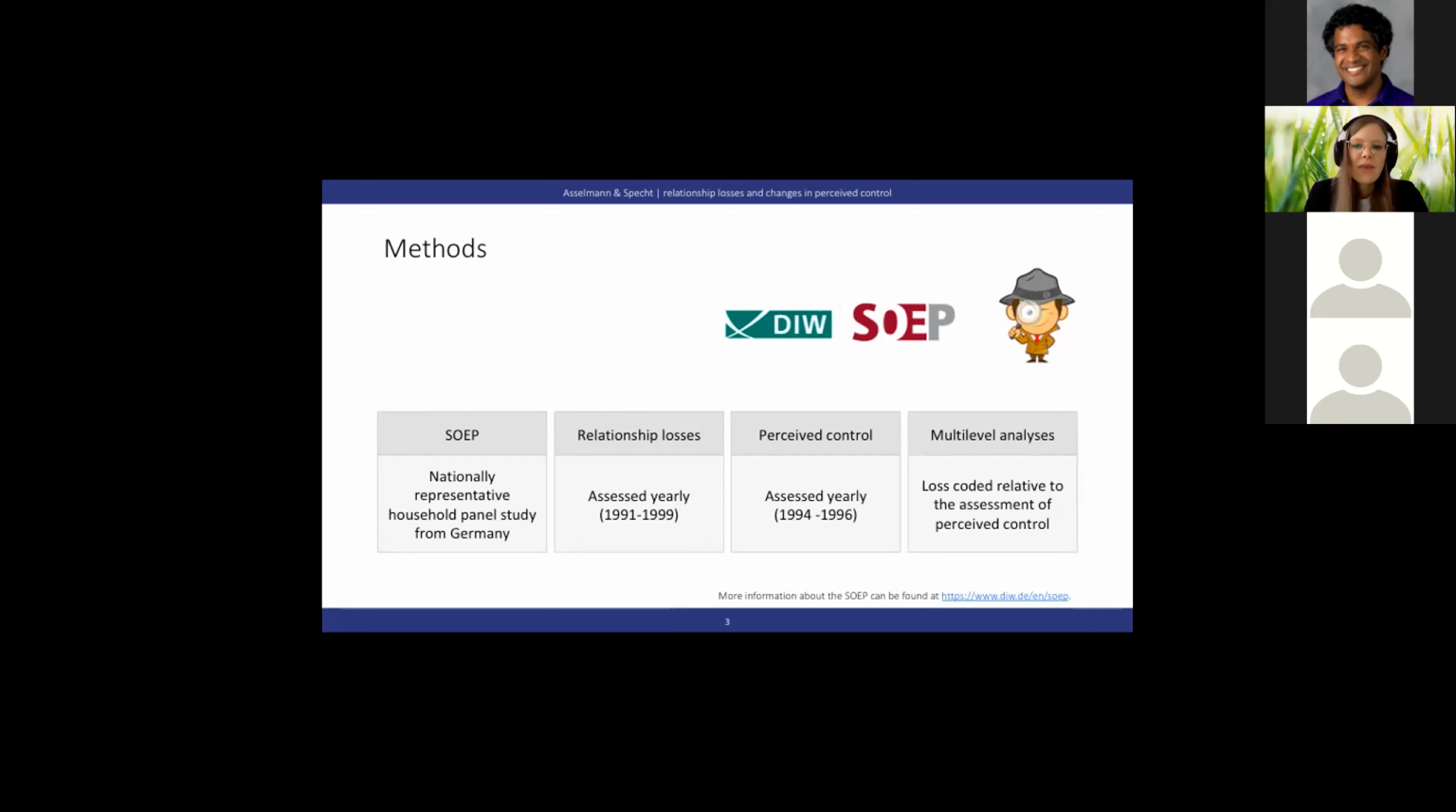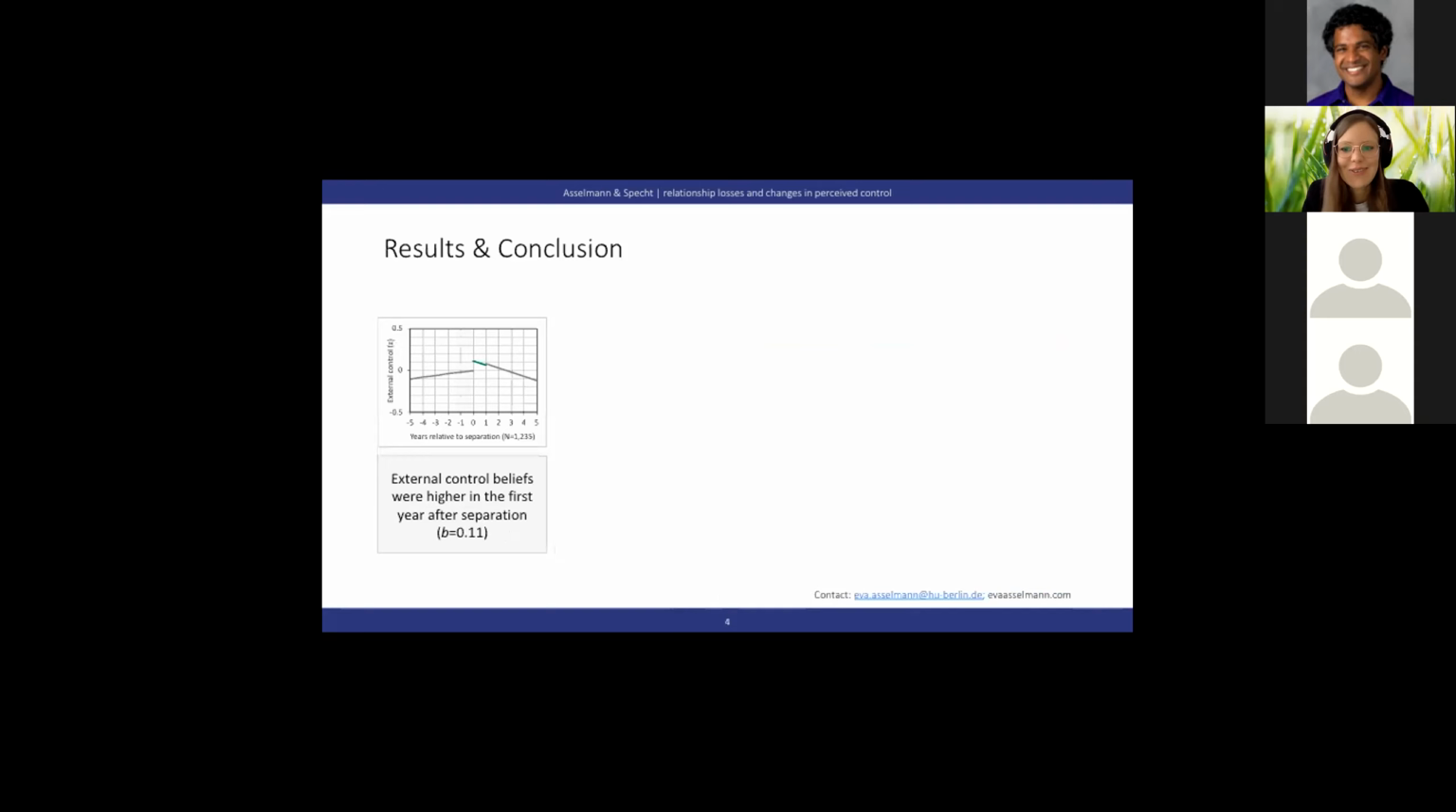In the analysis, we considered people who had experienced the respective loss between 1991 and 1999, and we coded the time point of their loss relative to the time point of the respective assessment of perceived control. We then applied multi-level analysis and combined within it between person information, which provided us with fine-grained information on perceived control in the years before and after the respective loss. We conducted separate analysis for internal and external control beliefs, and our main findings were as follows.